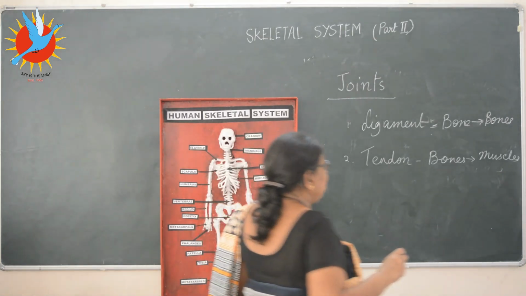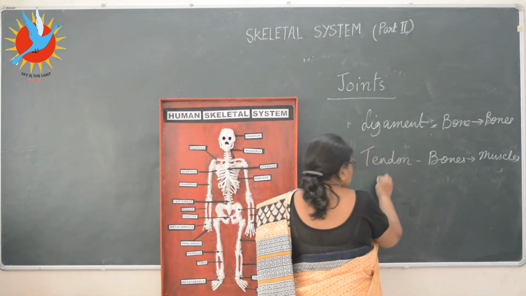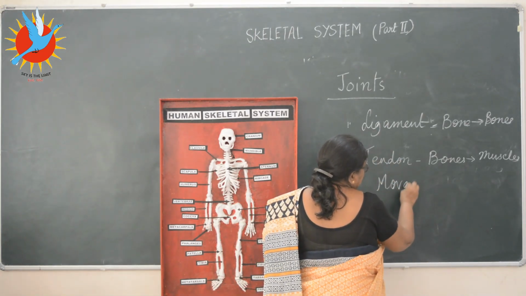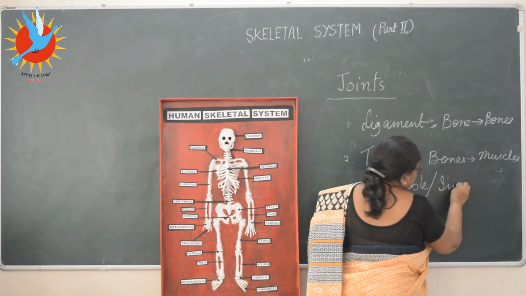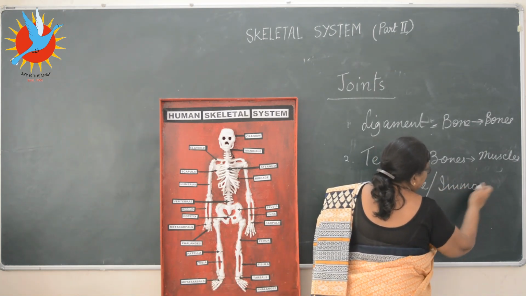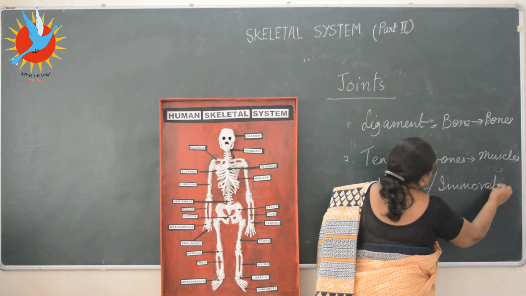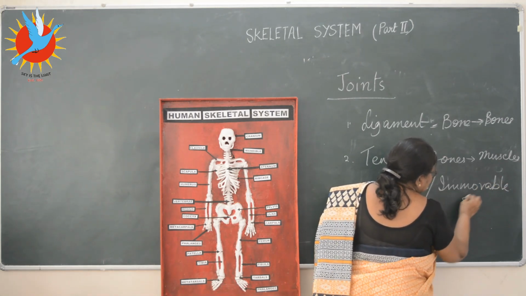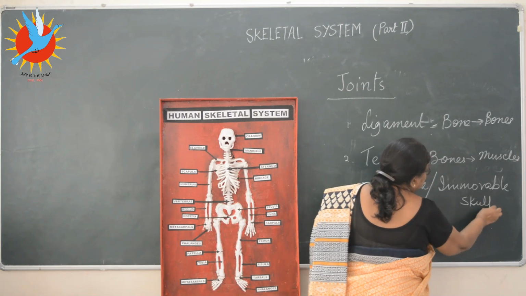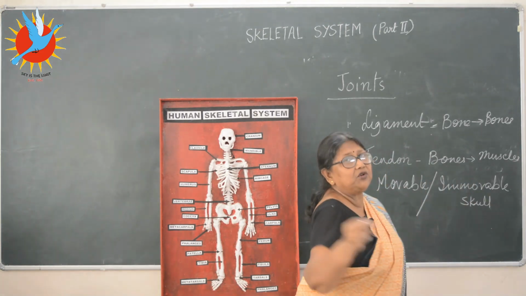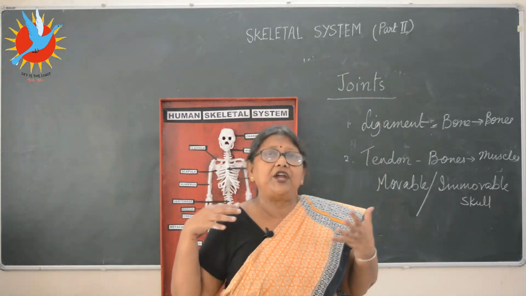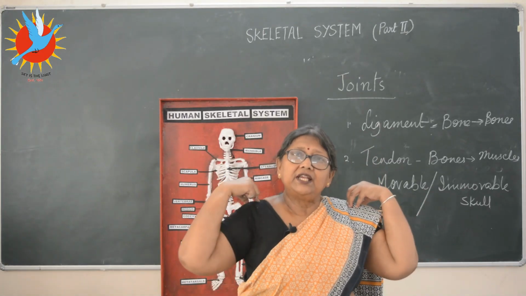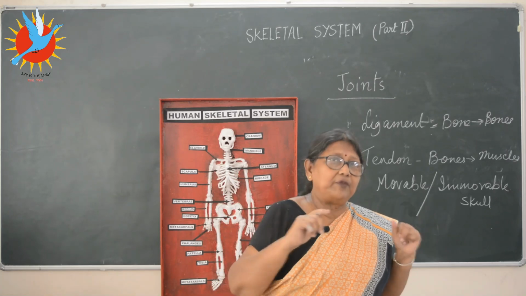So if the joints are able to move, they are called movable joints, or they can be immovable. The skull is the example of an immovable joint, and the other parts of the body are different. Now I'm moving my hand, I'm moving my head. These are all joints. I can move my shoulder. So these are all movable joints.